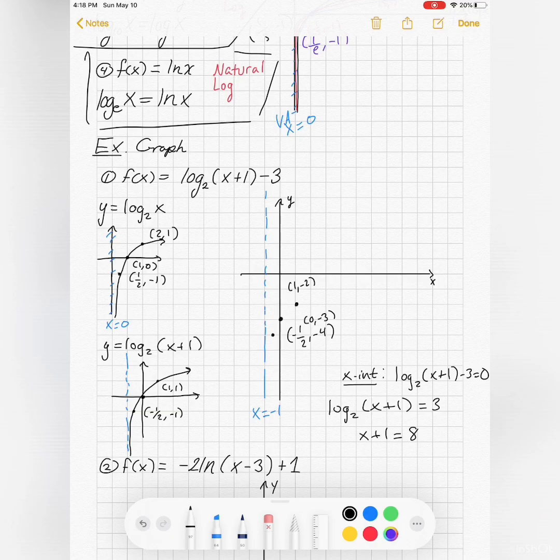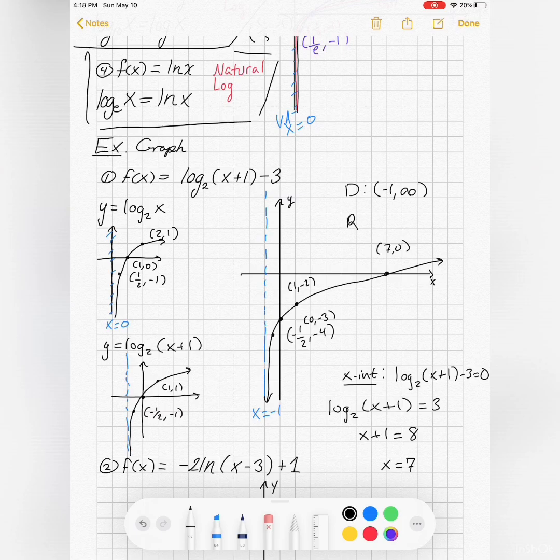Two cubed. It's going to be 7. There's that logarithm shape. Okay, what's the domain of that one?